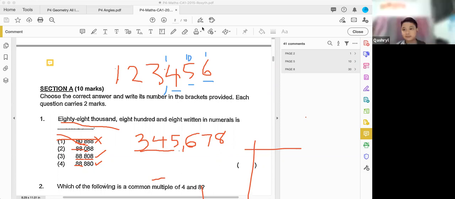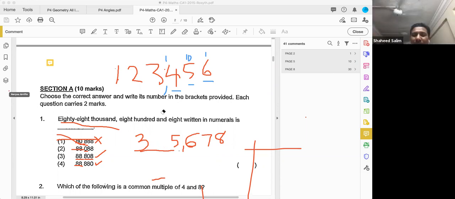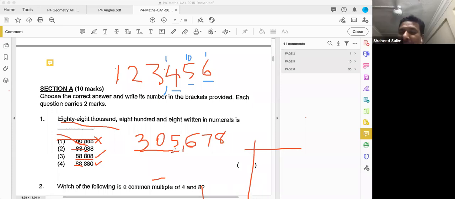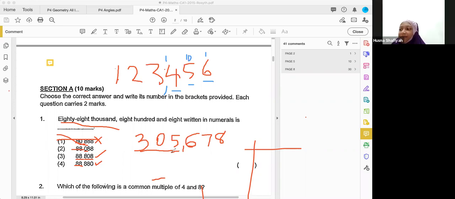So now we are going to ask Miss Shafia to read this number. Hold on, Shafia. Now I'm just going to change the number a little bit. Shafia, what's this number here? What number? 305. 628. 305,000. Don't forget, 678. Well done.